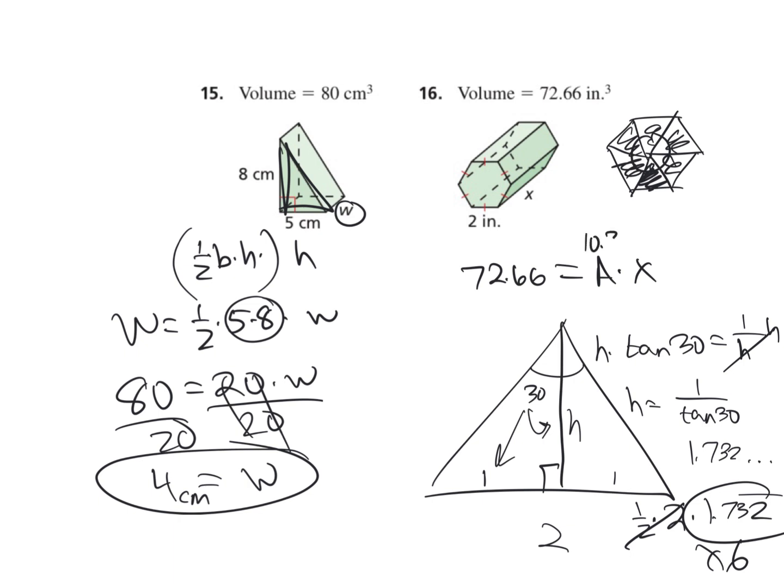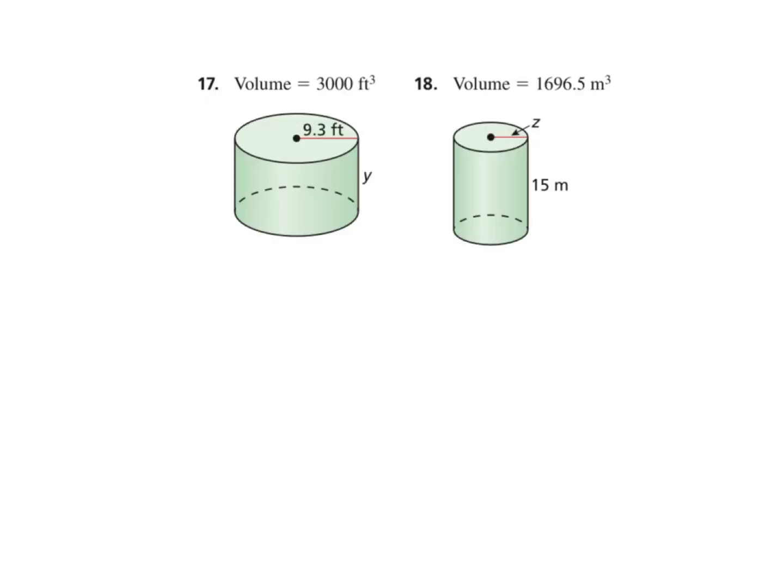So this is 10.3923x. So take 72.66 divided by 10.39230485, and x would be 6.99. So x is 6.99 inches. That should be the answer.